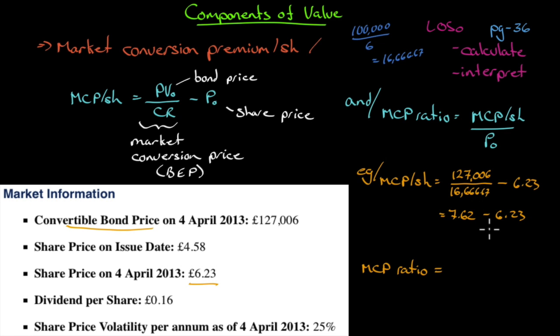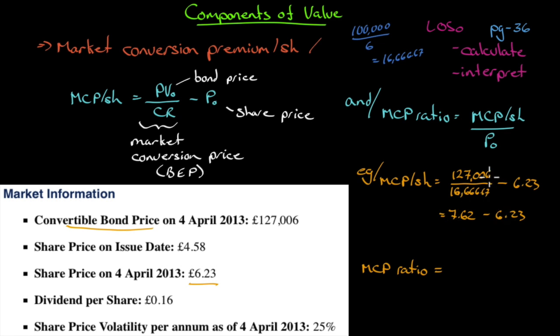So is it worth converting? Well, no, because you can sell it for 127,006. If the share price were at 762, you would be indifferent. But right now, the bond is selling at a premium per share to the share price. I can get 762 per share if I sell the bond, but only 623 if I convert.